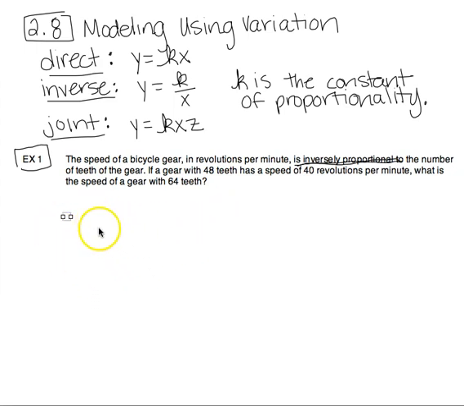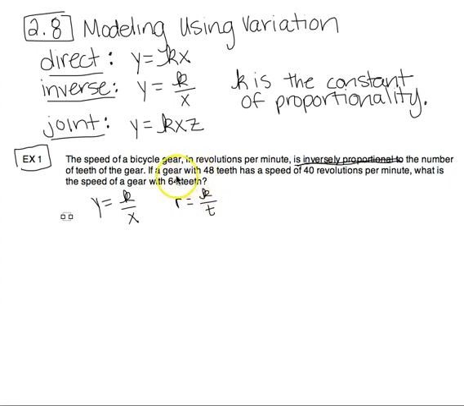So if we're using inverse variation, that means we're going to use this formula. And our two variables in this case are revolutions per minute and the number of teeth in the gear. So we could say that the revolutions per minute is inversely proportional to the number of teeth. So it would look like this. So R equals K divided by T.